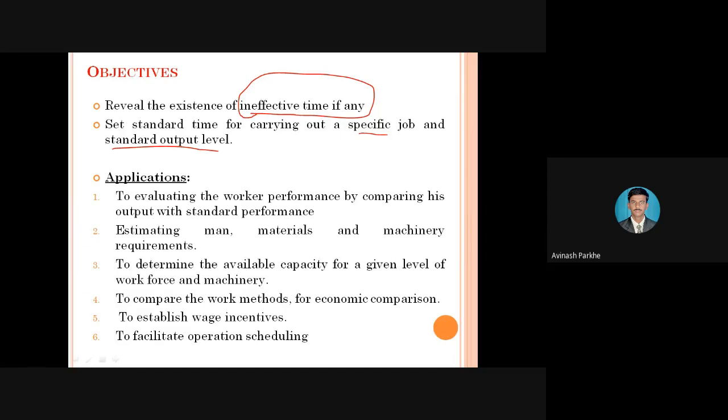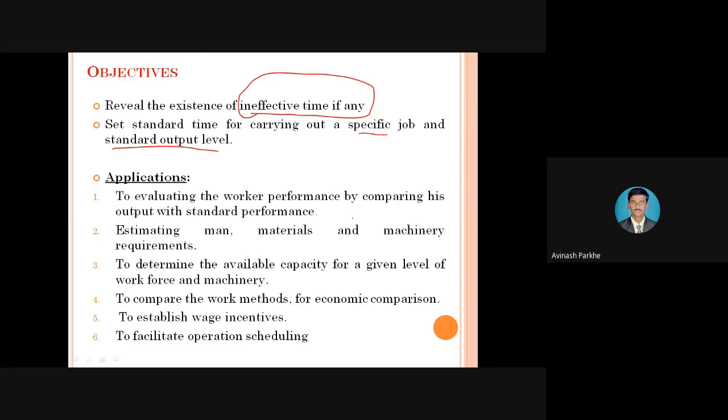Then it has some other applications. The first application is to evaluate the worker performance by comparing his output with standard performance. Work measurement also plays a very important role in evaluating the worker performance. Now I have given the example. On lathe machines, you have to complete your job in 2 hours only, but that worker has taken an extra 30 minutes. That means the worker performance is not as per the requirement.